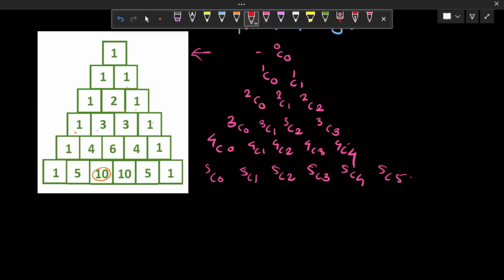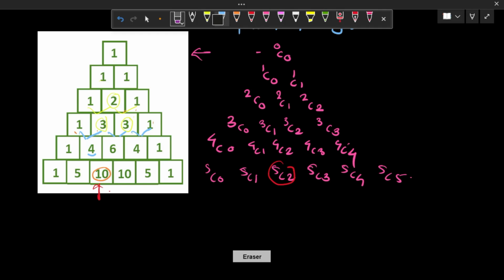Now if you look at 5C2, what is 5C2 here? This is 10. And if you clearly observe this triangle, if you have already solved this problem, you see that the addition of two numbers from the previous row gives this term. Let's see: 1 plus 1 is 2, then 1 plus 2 is 3 and 2 plus 1 is 3. 1 plus 3 is 4, 3 plus 3 is 6, 3 plus 1 is 4.